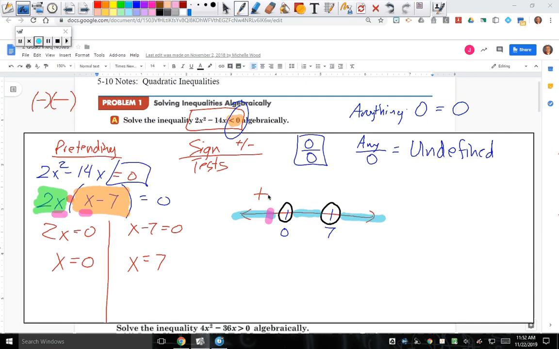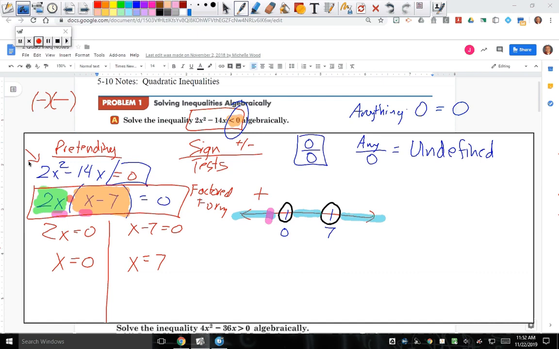Okay, I'll do it again. Notice, I'm plugging it into the factored form. Don't plug it into the original because it takes forever to figure this stuff out as far as is it positive or is it negative. I don't care about the number. I just care is it positive or negative.